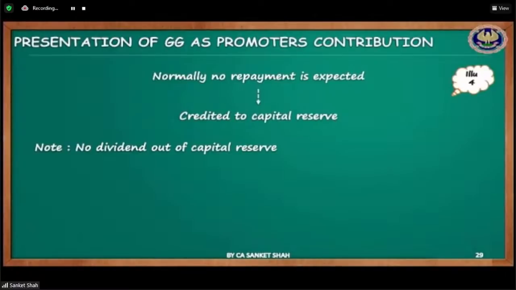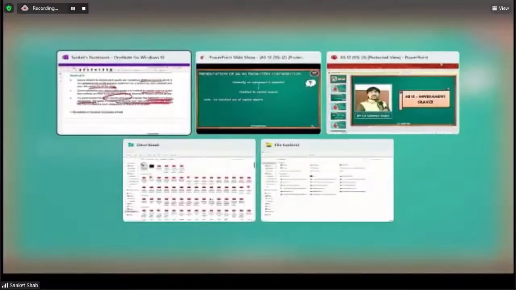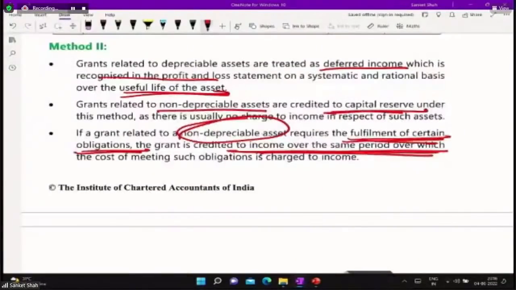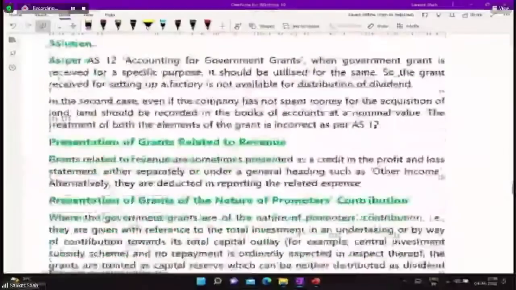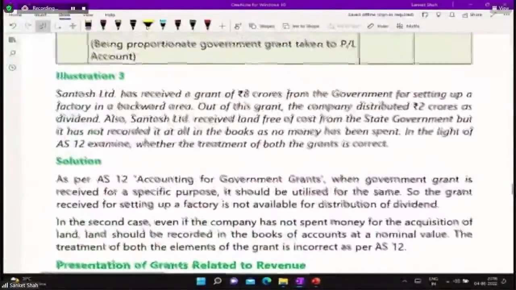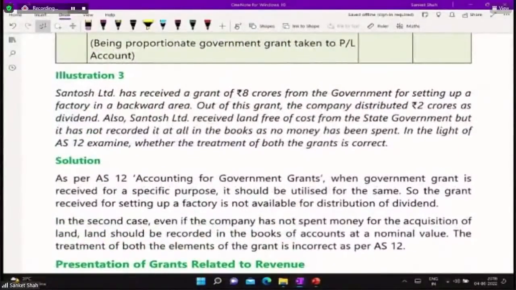Illustration number 4 is based on this concept. Over illustration number 3 and 4 we are going to solve. So read illustration number 3. Chalo. Yes, first read illustration number 3 and then read illustration number 4. First read it.